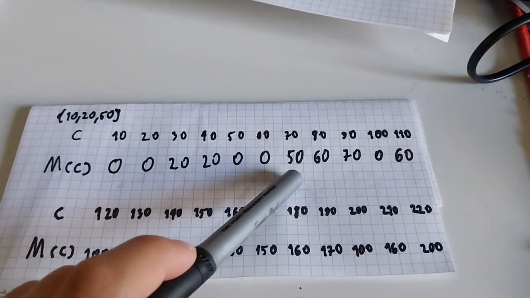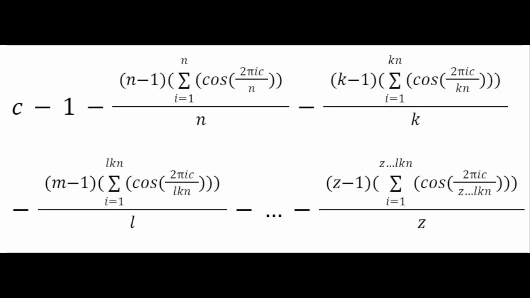As an endnote, there are families of coin systems with arbitrarily large numbers of coins, which are very easy to model. Their general set formula is 1, N, KN, LKN, and so on. Here, M of C is C minus 1 for C's not divisible by N, C minus N for C's divisible by N but not KN, C minus KN for C's divisible by KN but not LKN, and so on.